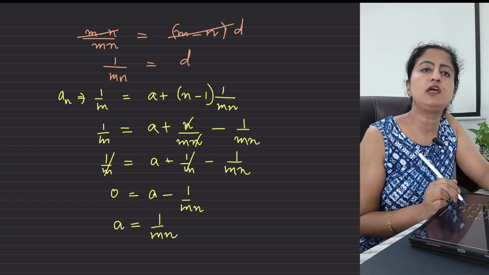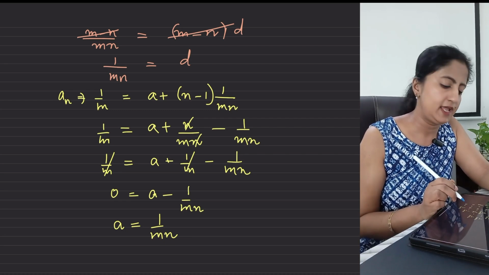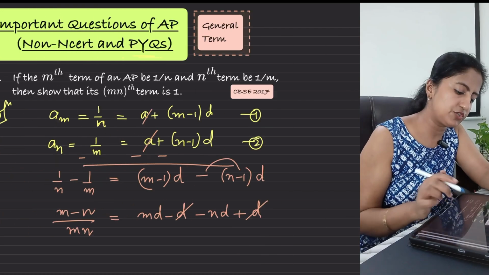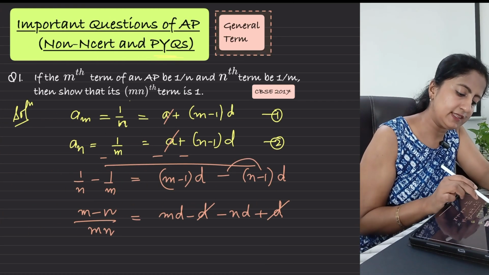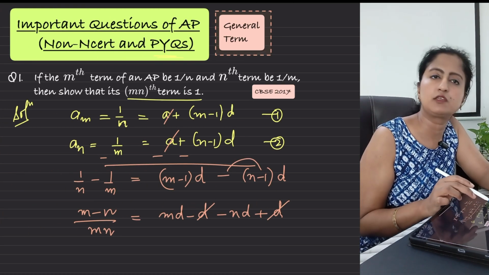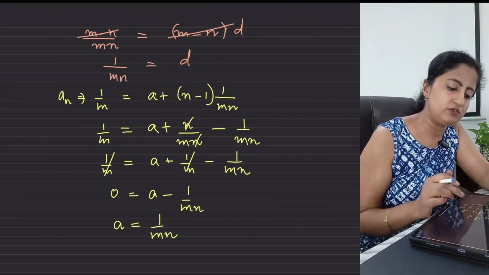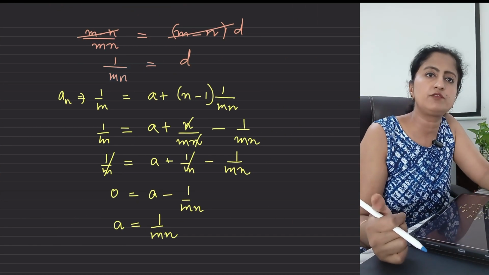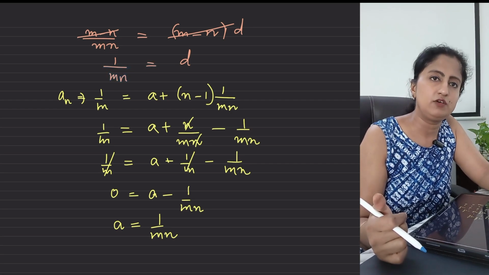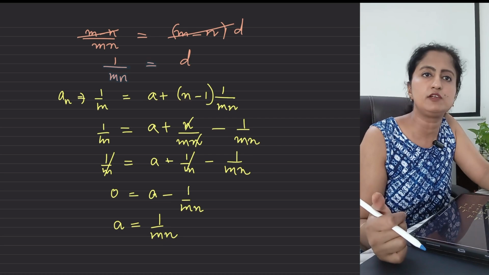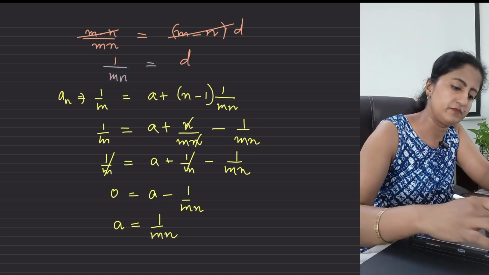So we have seen, we have got the values of both a and d and they both came out as 1 over mn. Now the question asked to show that the mnth term is 1. The question is not yet over. We are supposed to find the mnth term. Now we have got the value of a, we have got the value of d. Now we need to just expand the general relation and substitute the values of a and d to get the answer.